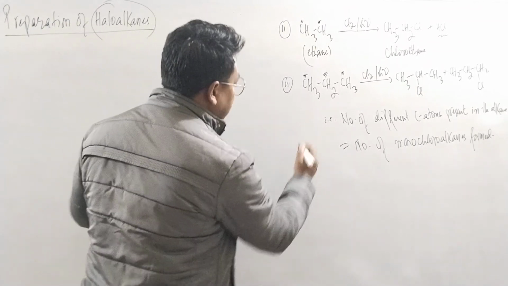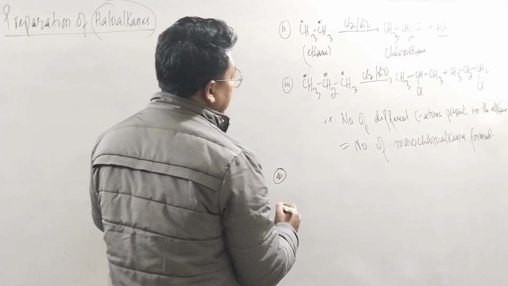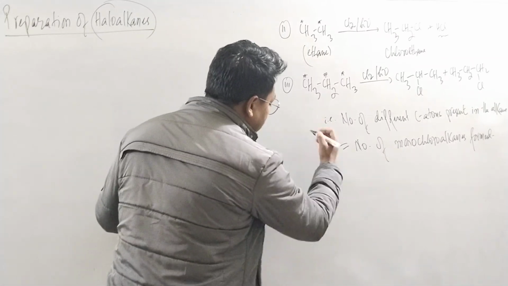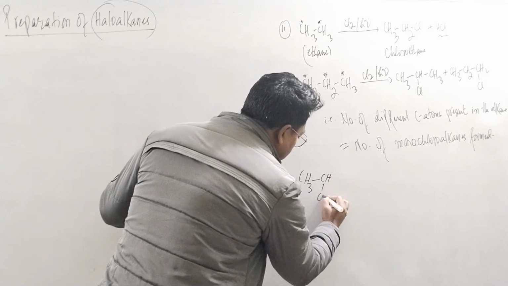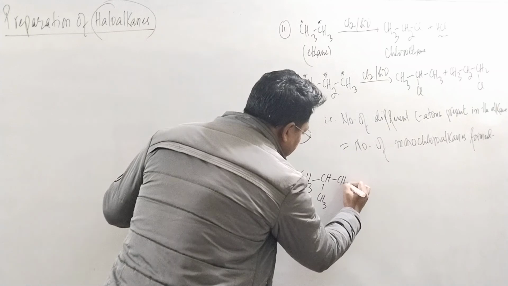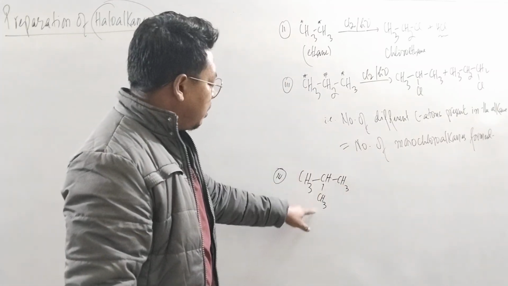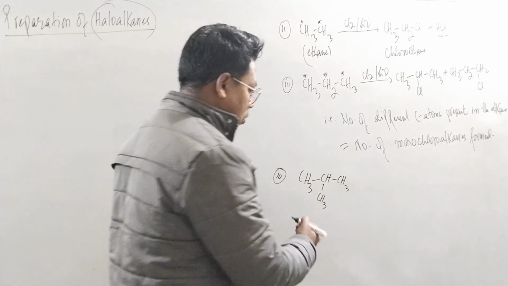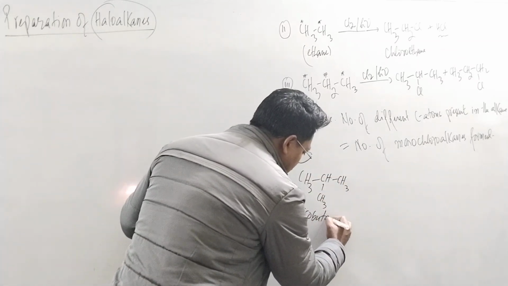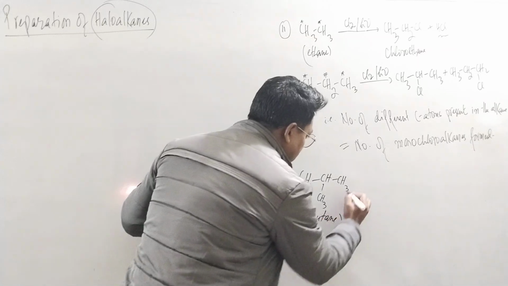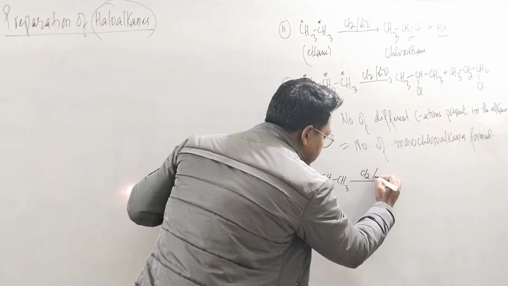So here we can take another example for halogenation of alkane. Suppose we take this alkane. This is 2-methyl propane, or also called isobutane, and this is reacted with chlorine in presence of light.